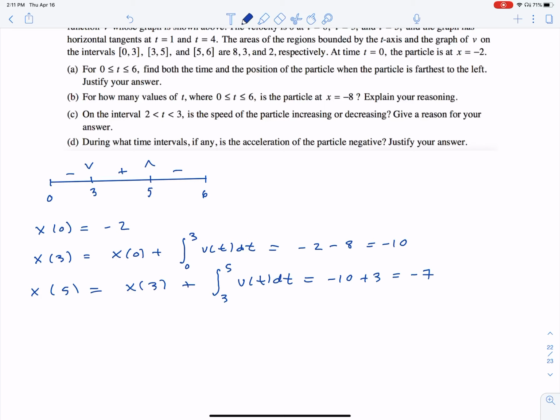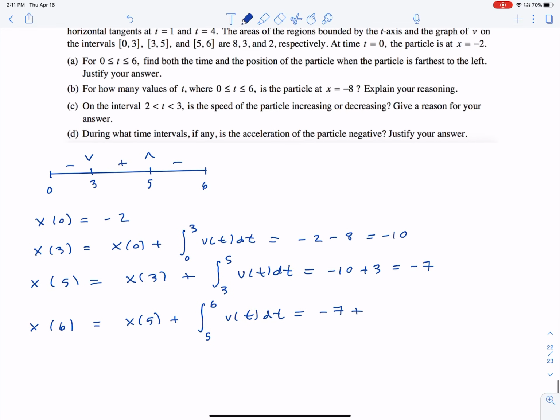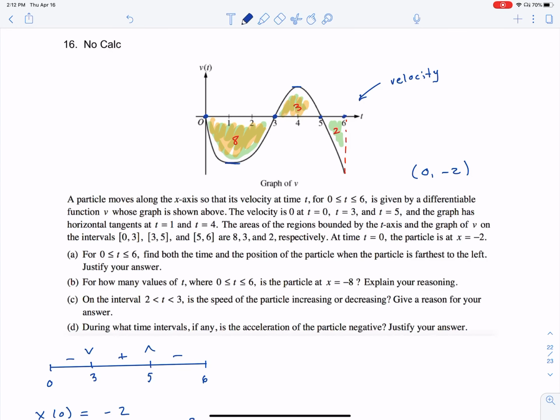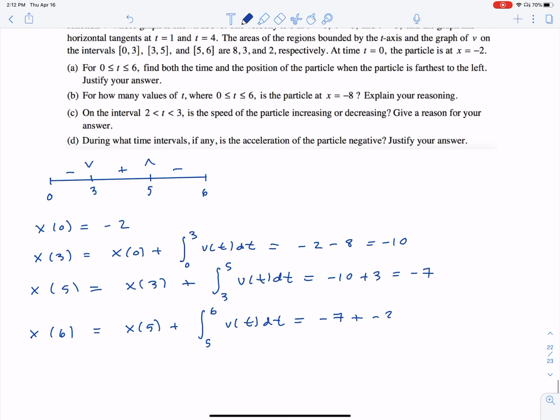Next, I'm going to go to x of 6. Because I already found x of 5, I'm going to start at x of 5 and add the displacement from 5 to 6 of v of t dt. That's equal to negative 7 plus, well, let's see, that's below the x-axis, right? It's 2 units, so it's negative. So plus a negative 2, which is negative 9. Remember, because we're trying to find the thing that's furthest to the left, we're looking for the largest negative number. So I think you'd agree this is our candidate.